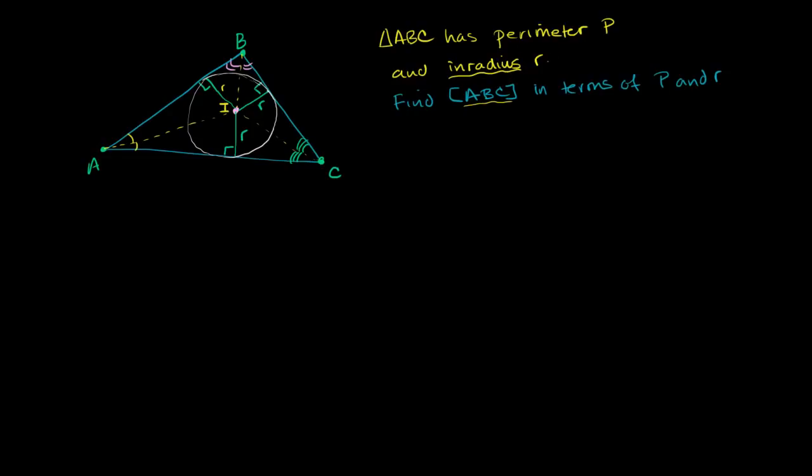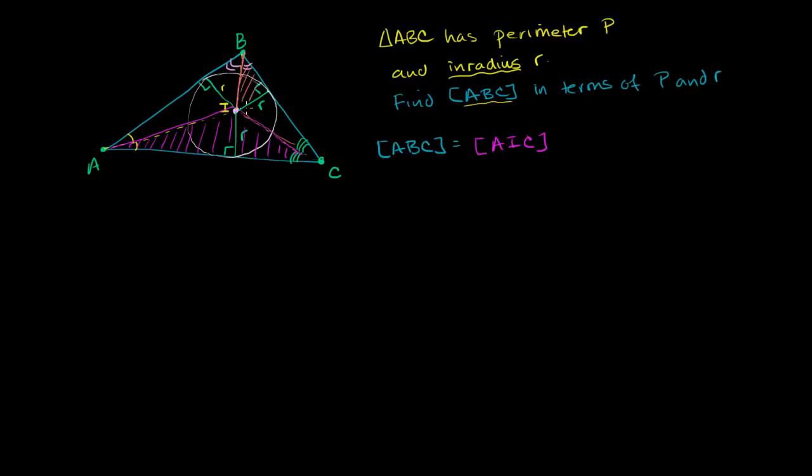So let's just try to do this. So the area of the entire triangle, the area of ABC, is going to be equal to, and I'll color code this, the area of AIC. So that's what I'm shading here in magenta. It's going to be equal to the area of AIC plus the area of BIC, which is this triangle right over here. Actually, let me do that in a different color. I've already used the blue. So let me do that in orange, plus the area of BIC.